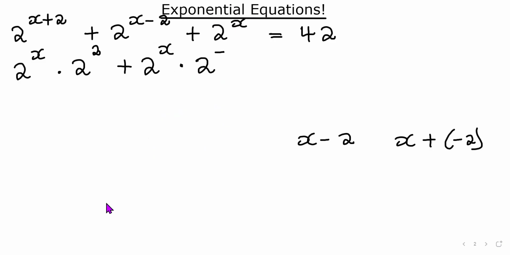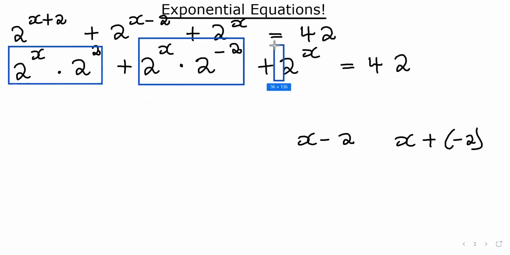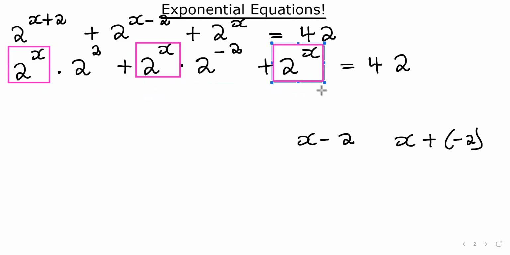Okay. Then, of course, we still have our 2 to the x, and everything is set equal to 42. So now we can see that this is actually one term, and one term. So we have 3 terms on the left-hand side. And on all of these 3 terms, we now have 2 to the x in common. It's now readily available, so we can access it. So now we take it out as the highest common factor.